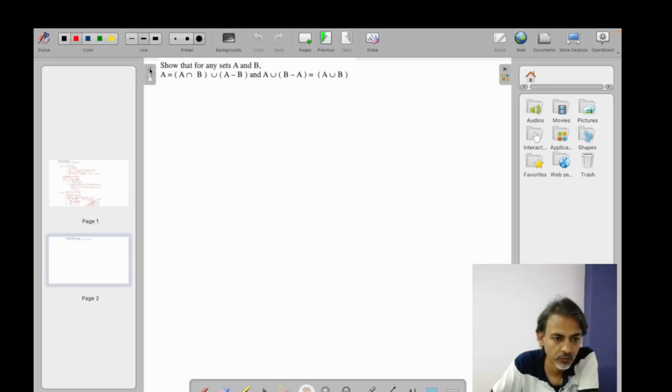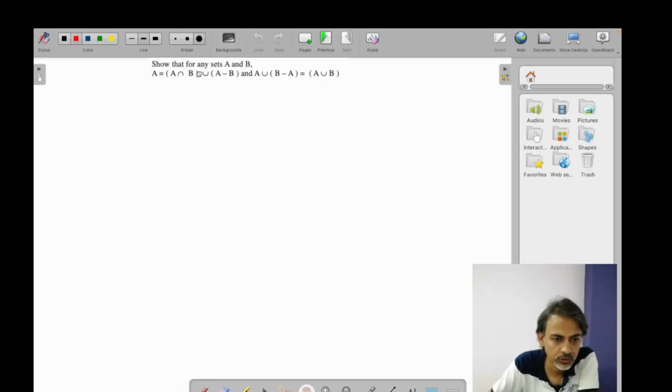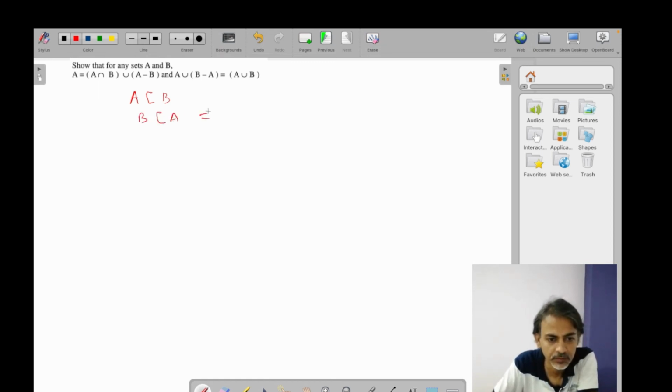Now what we try to do in this case is show one set as a subset of another set, and a subset of the first one. When we do it this way, then we prove that one set is equal to another one. So what I mean is, when we prove that A is a subset of B and B is a subset of A, this implies A equals B. This is what we will try to do over here.